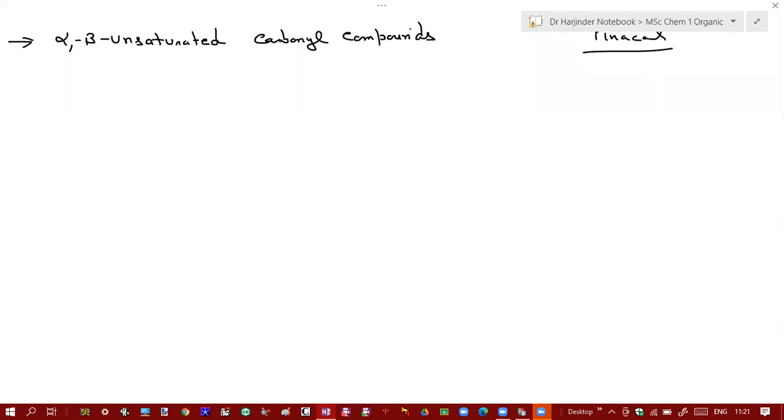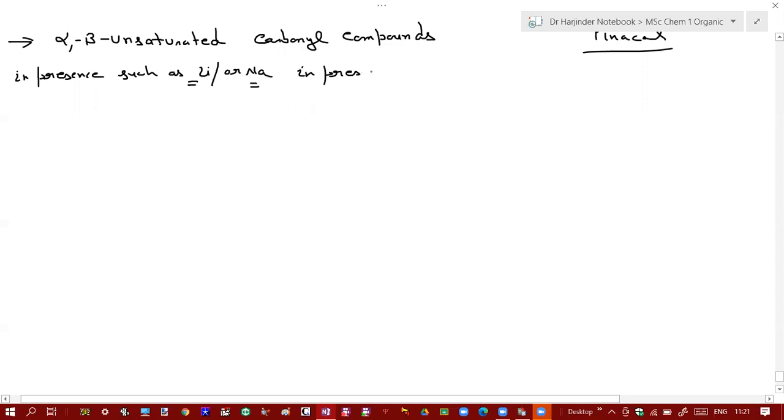So again, this reduction will be carried out in presence of metal such as lithium or sodium. Okay, in presence of some protic solvent. So let us see what will be the product during this reduction.